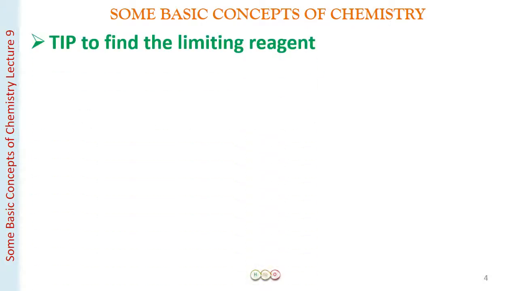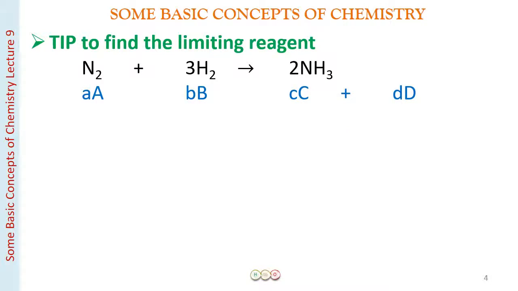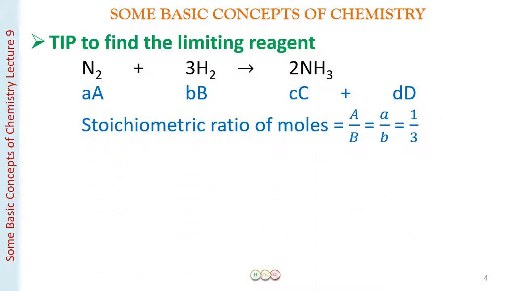So how do we find the limiting reagent in the calculations? Well, we have a general form of a chemical reaction that a moles of A plus b moles of B forms c moles of C and d moles of D, right? So what you will do is take the stoichiometric ratio of the moles of A to B, that is small a by small b. And in case of the nitrogen hydrogen reaction, this is 1 by 3, right? 1 mole of nitrogen and 3 moles of hydrogen.